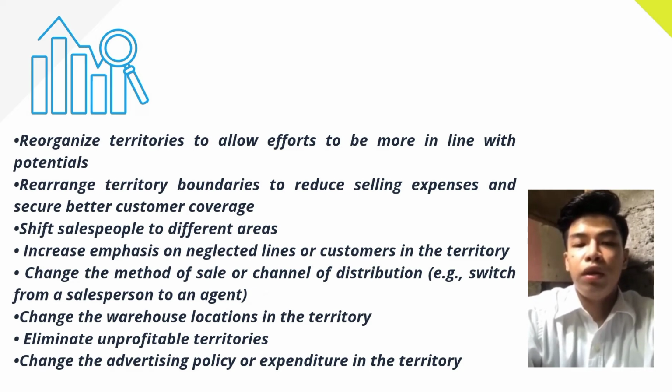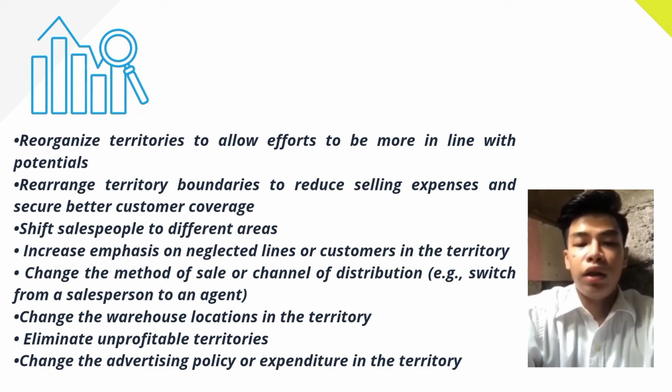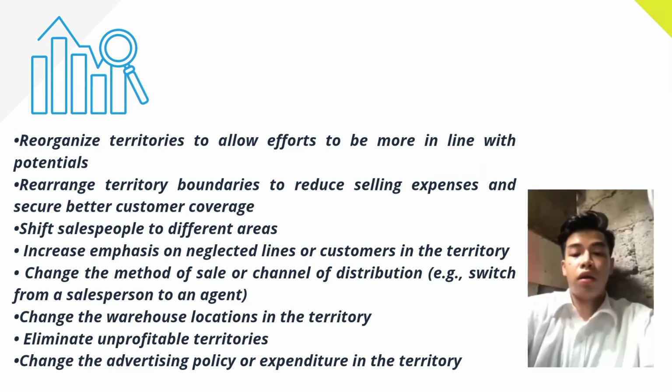Shift the salespeople to different areas and increase the emphasis on neglected lines or customers in a territory. Change the method of sales or channel of distribution, such as changing from a salesperson to an agent. Next is change the warehouse location in the territory. Eliminate unprofitable territories. Change the advertising policy or expenditure by territory.